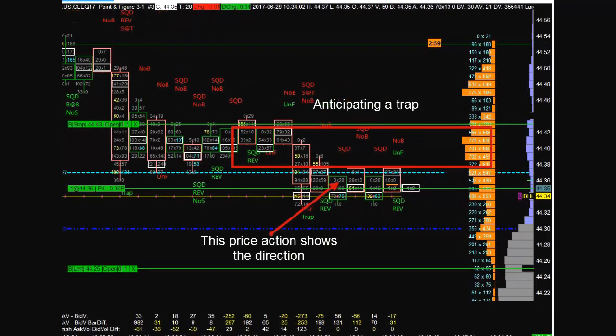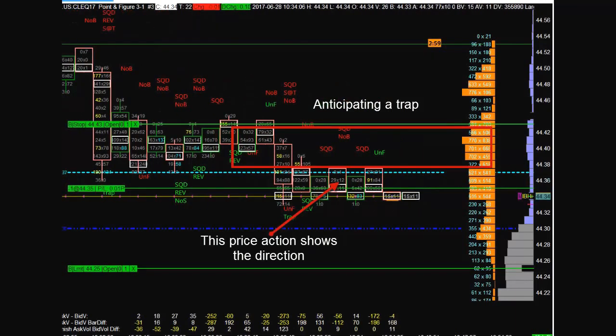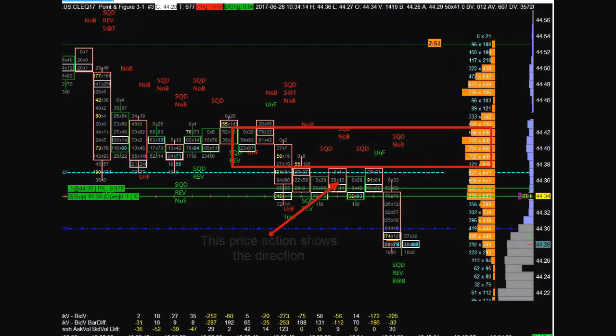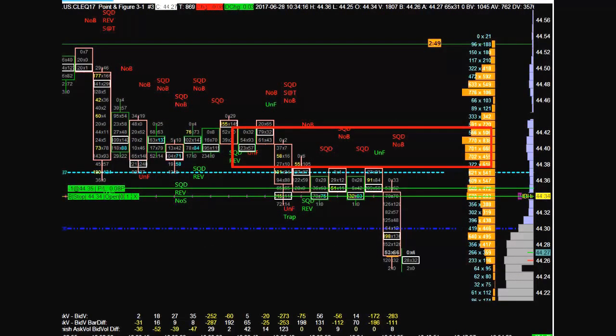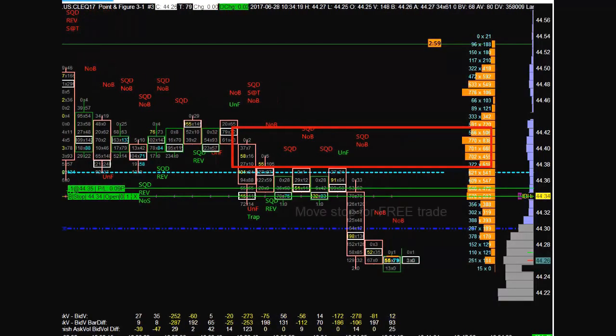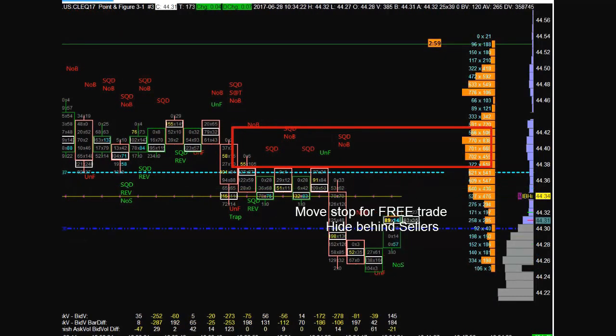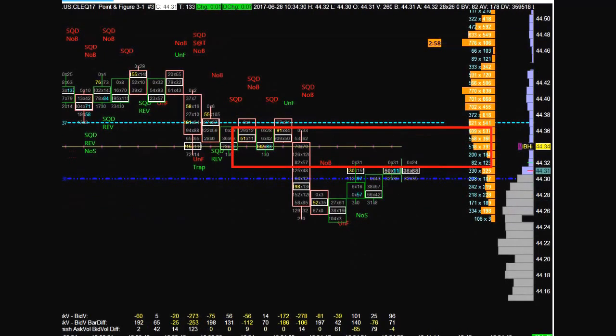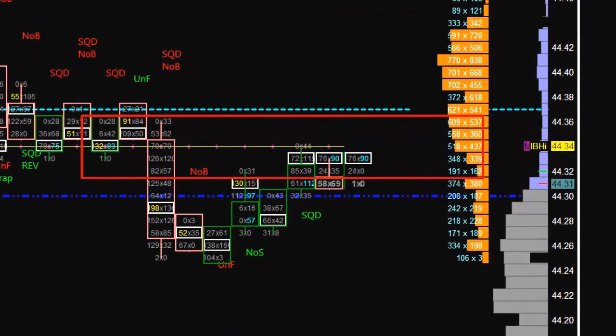Now this is just one contract so far. You're always judging to see if you can add more. Okay, it's moving a little bit. Go for a break-even trade. Then now we're going to hide behind the stop, or hide behind the sellers, and take it out. That was a very quick trade, only 10 ticks or so. Not enough to add contracts to. Can try one more time as we come up and test the ledge there of that volume sticking out at 44.40, 44.41.